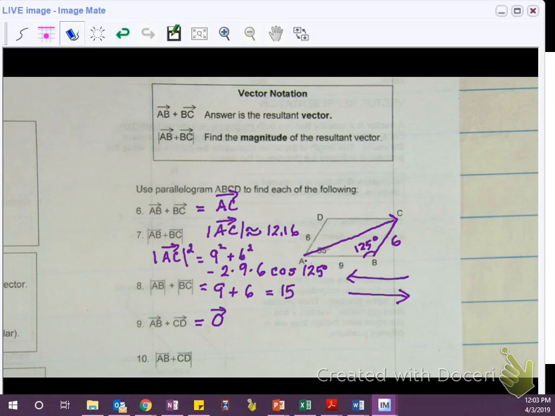Any questions about that? It's the same length going in the opposite direction, so we subtracted it. So the answer to this one is the 0 vector. It's a vector of length 0.